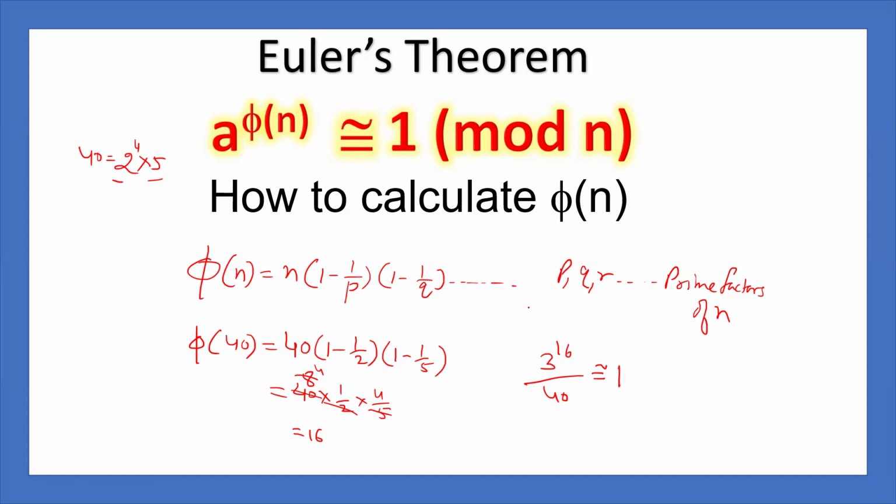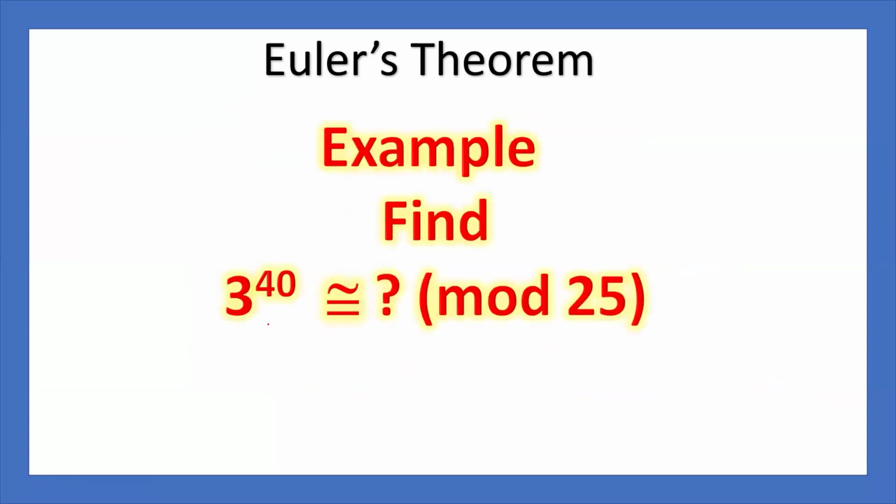We can check it also. 3 to the power 16 can be written as 3 to the power 4, to the power 4, divided by 40. Now 3 to the power 4 is 81, divided by 40. 81 when divided by 40 gives 1, and 1 to the power 4 is 1. So we have checked it. It is important that the power should be phi(n), the number of co-primes less than the number.